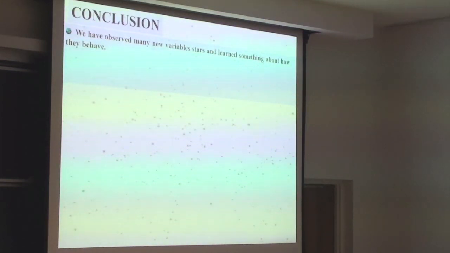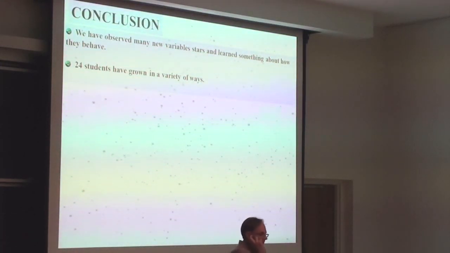So, where are we? We've observed 59 new variable stars and are starting to learn something, a little piece at a time. We learned something about how they behave. 24 students have grown in all kinds of ways. They've gone out into the world and done all kinds of different things, and are about to go out into the world and do all kinds of different things. And we've had fun working on these things together.